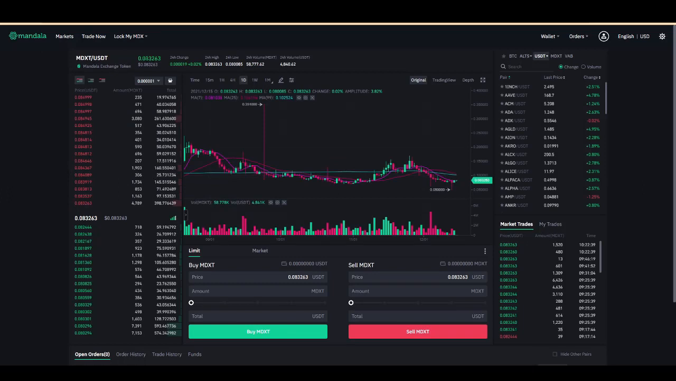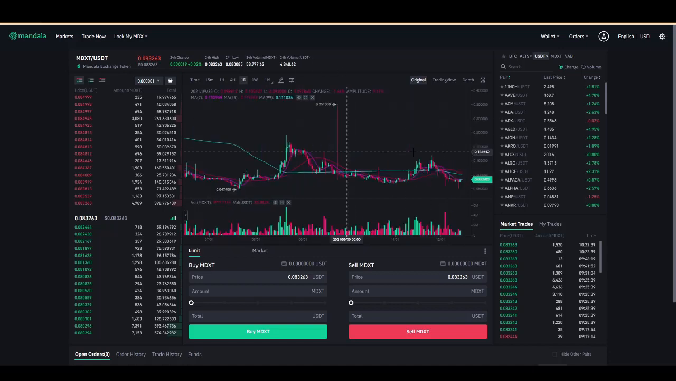This is the market price, that is $0.083, and this is the 24-hour change, that is 0.02%, and this is the 24-hour high and 24-hour low. 24-hour high and 24-hour low means in 24 hours MDXT made a high of $0.0832 and a low of $0.080, and the 24-hour volume is 58,700 MDXT tokens, and the 24-hour volume in USDT is 4,840 USDT.